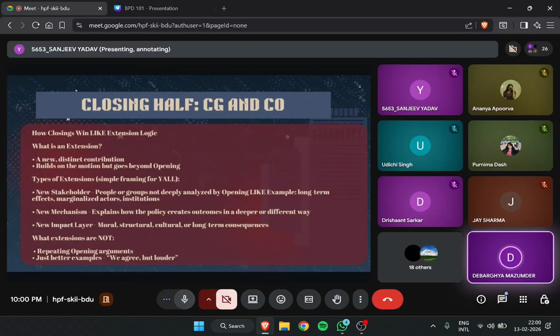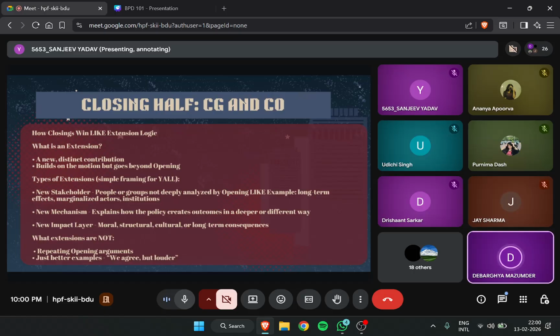Simply, we go ahead and talk about extensions. What are these? The simple framing of a closing bench is extension. In terms of extensions, you are taking the debate as a closing bench. Assume that all the stakeholders, all the mechanisms, all the impact layers are spoken by the opening half in a for a motion, right? Now, how can you bring new extensions?